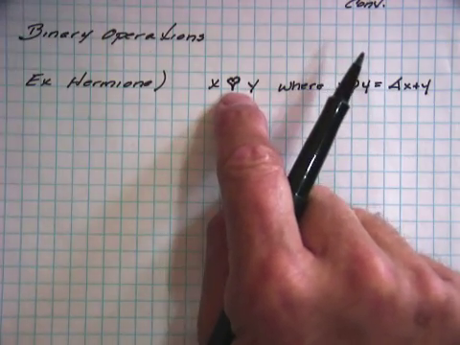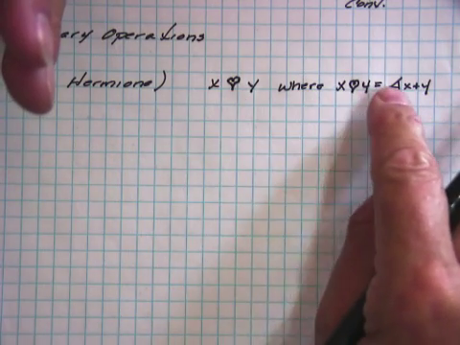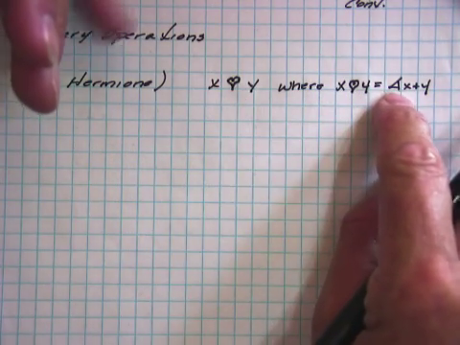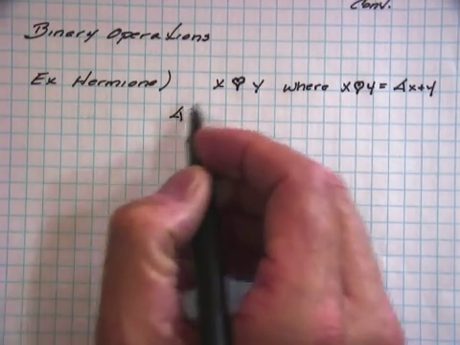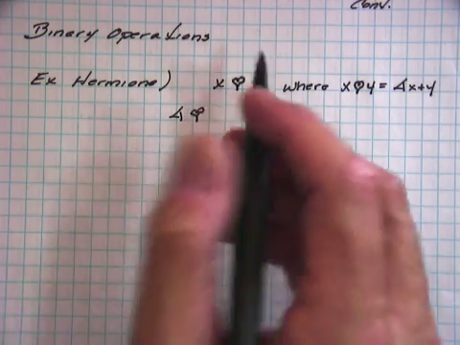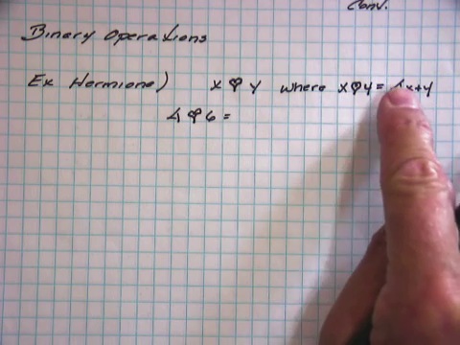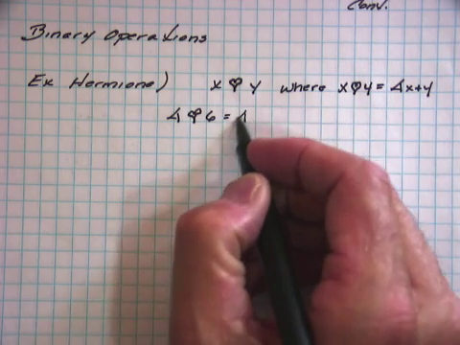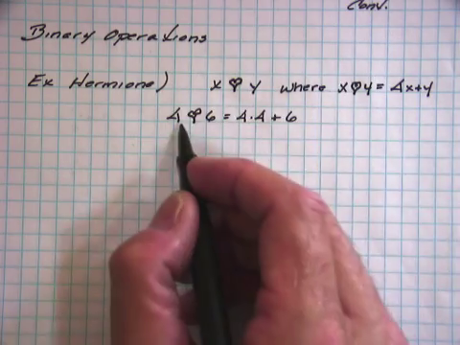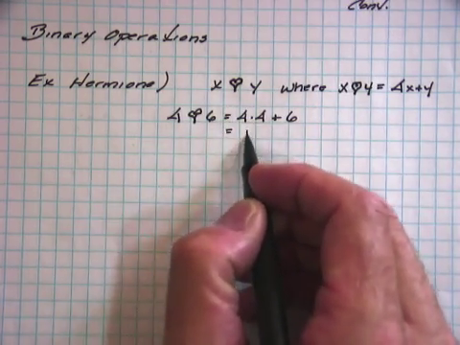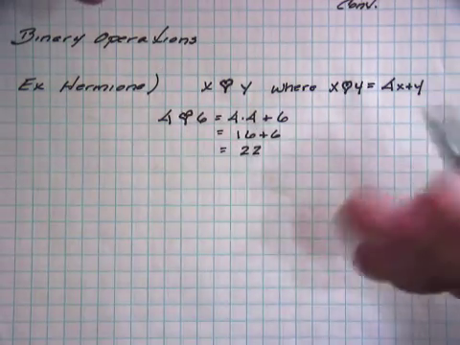So what I've defined is this new operation. It's not addition, it's not subtraction or whatever. It's defined as: take the first number, multiply it by 4, and then add the second number. So let's take a look at an example. If I asked you to define what 4 heart 6 is, you just follow this rule. It says take the first number and multiply it by 4, so 4 times 4, and then add the second number, which is 6. So 4 heart 6 is 16 plus 6 equals 22.